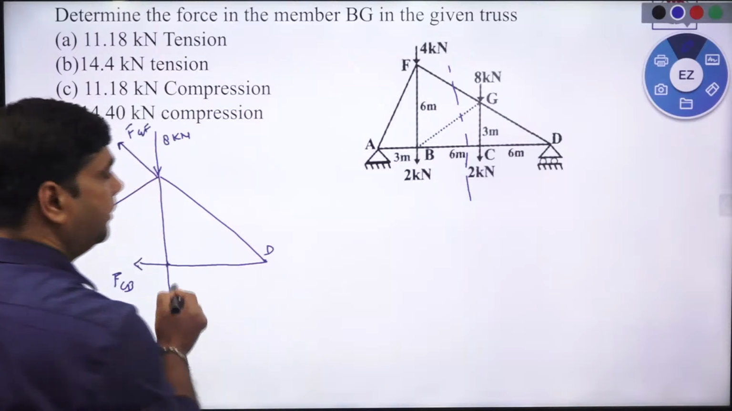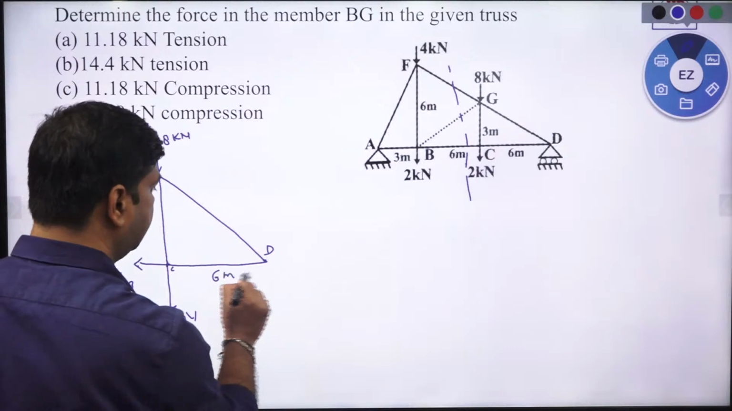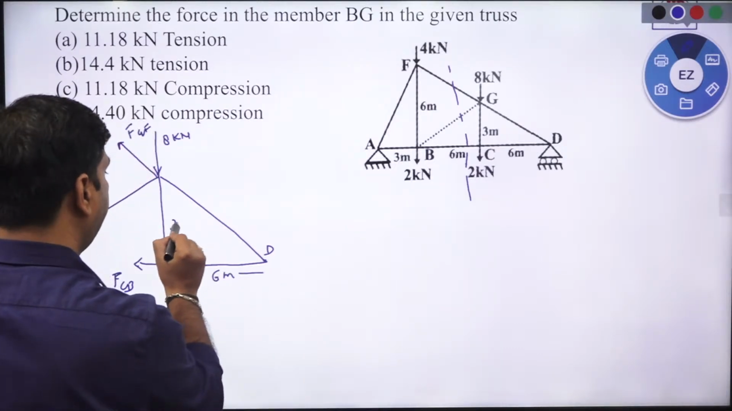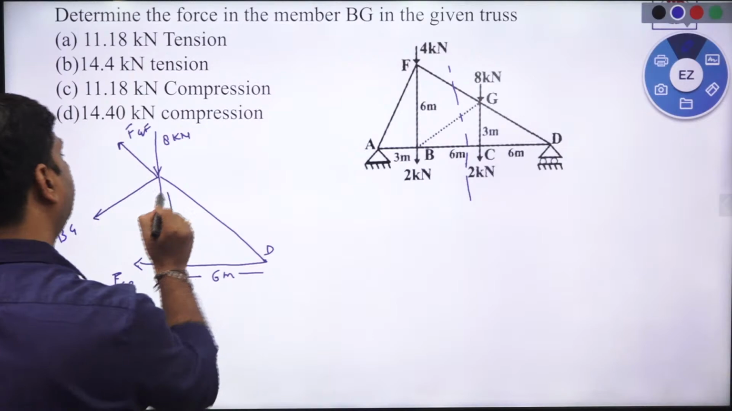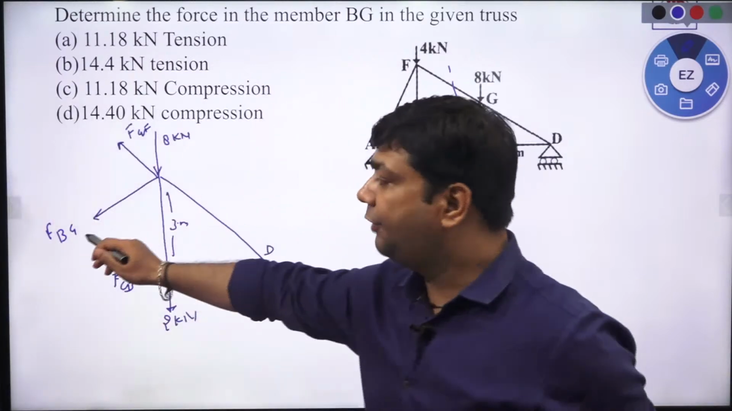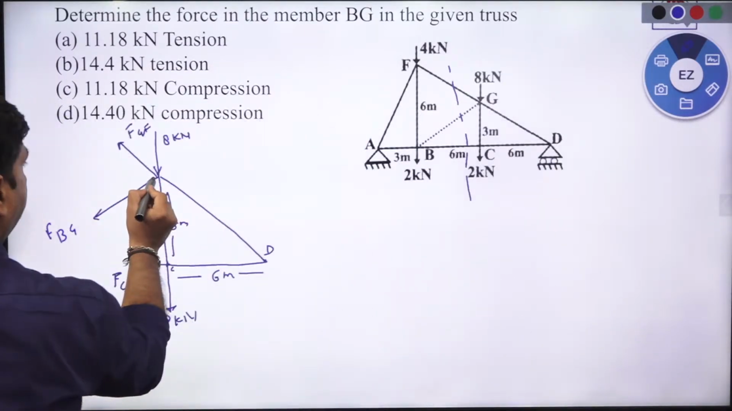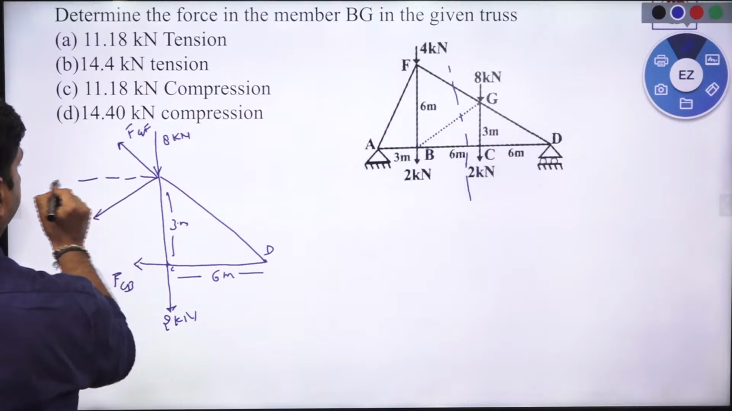Okay, and this is point C, and this has a 6 meter distance, and this has a 3 meter distance. So first of all, find theta, because you have to find the force FBG. How can you find the force FBG? You have to take the component, like this.